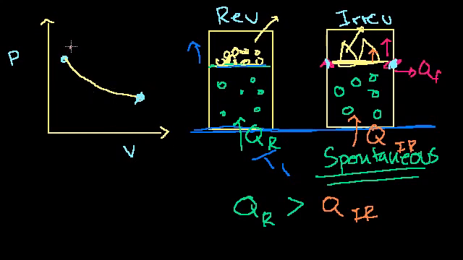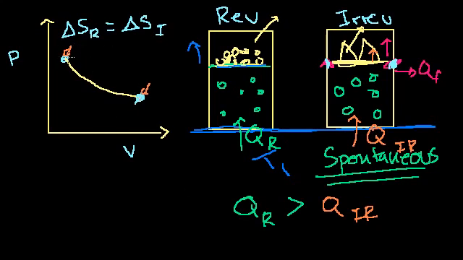Now, what is the change in entropy for both systems? Well, they both started here, and they both ended here. And entropy is a state variable. So the change in entropy for the reversible process is going to be equal to the change in entropy for the irreversible process. They're both going from there to there.